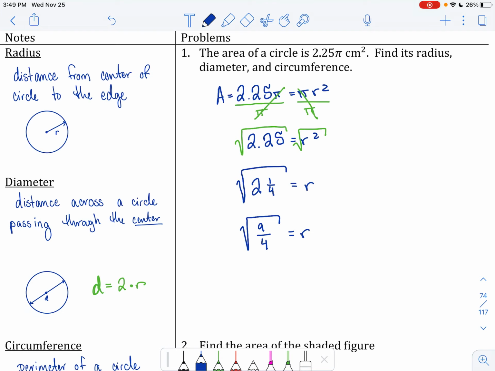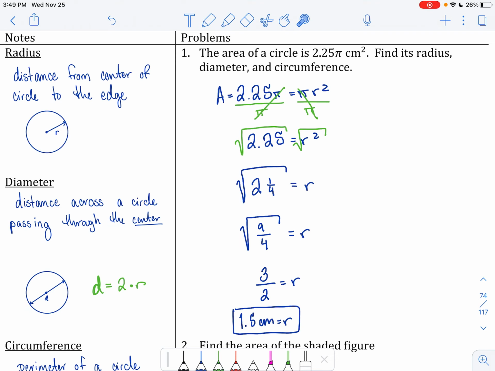And why would I turn it into a fraction? Well, 9 and 4 are perfect squares that we do know the value of. Square root of 9 is 3 over the square root of 4, which is 2. That's going to be incredibly helpful. So 3 over 2 is equal to r. And remember, for our final answer, you can write it as 1.5 if you like, but you definitely want to include centimeters. So our radius is 1.5 centimeters.